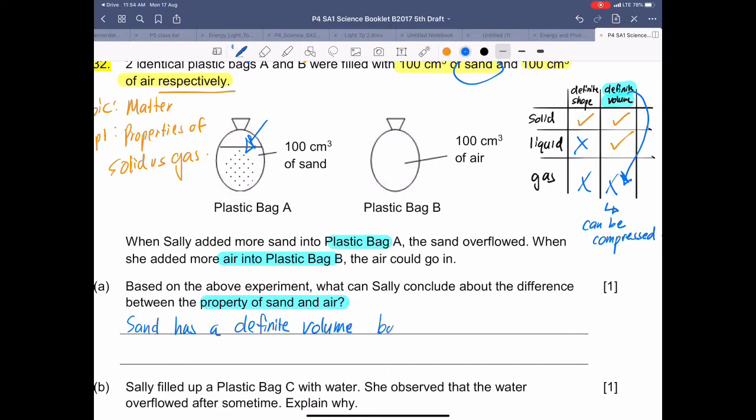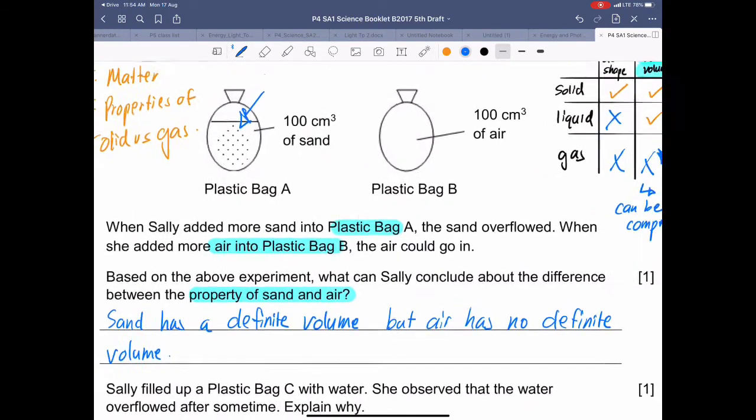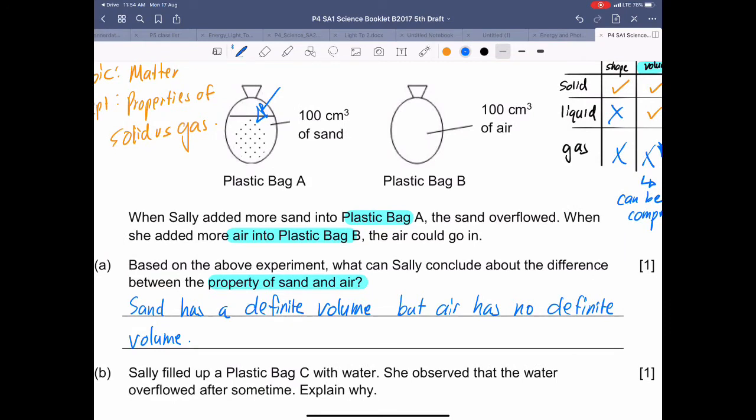Is sand a solid? Sand is a solid. My brother says sand is a volume, but actually when he's in primary 6, he doesn't know sand is actually a solid. Yes, Chanel? Okay, so if you say something like sand cannot be compressed but air can be compressed, you are also correct. But I prefer to use definite because I want you all to learn how to spell the word definite and be more comfortable. Okay?